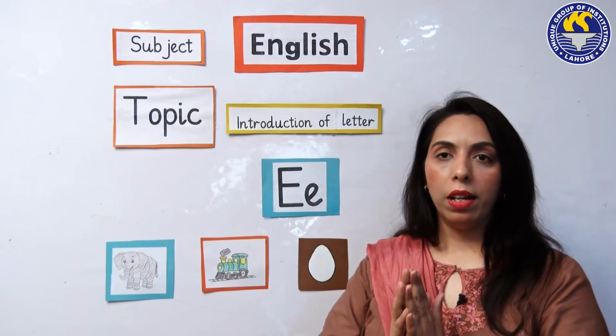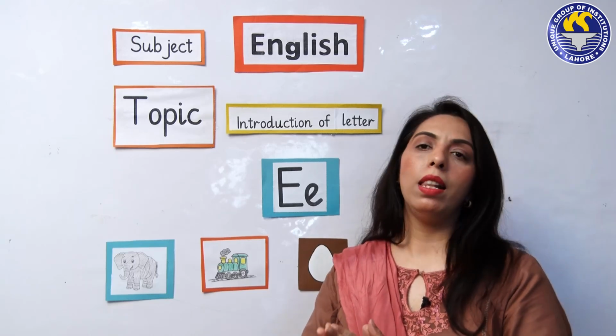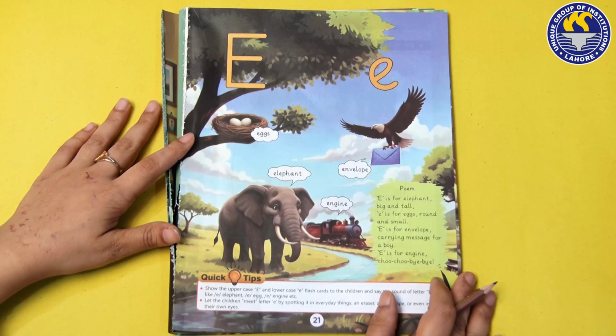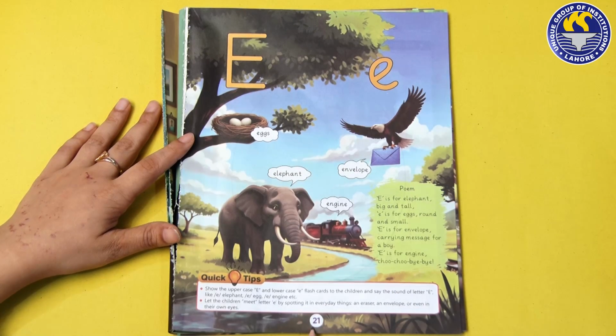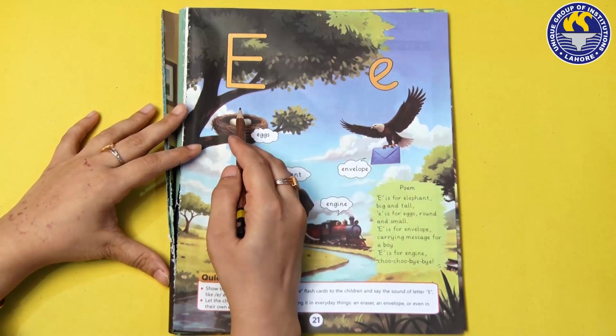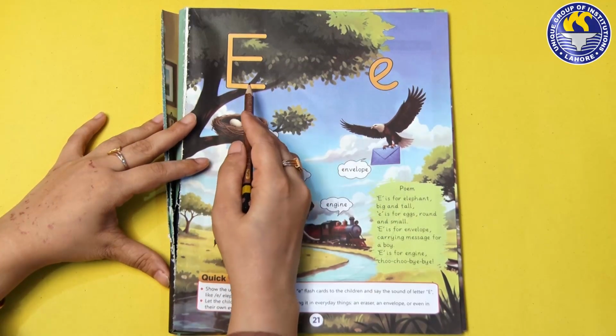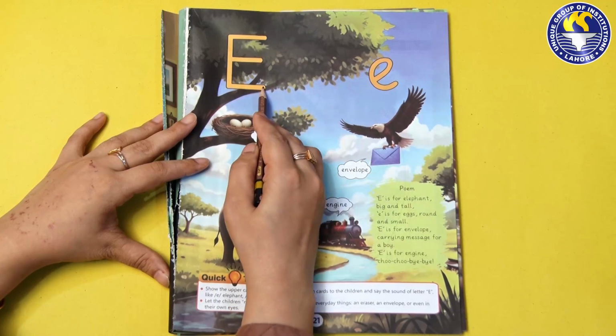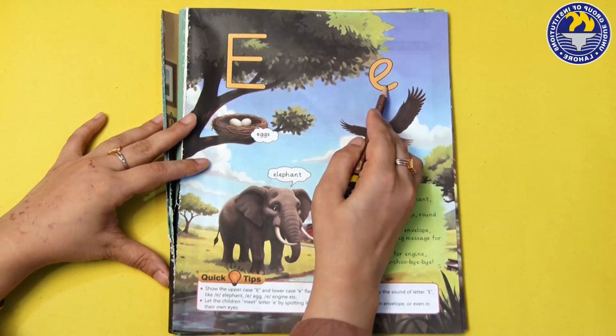Now, to learn more vocabulary from the book, let's move towards our books. Okay, students, open your English book to page number 21, and we are going to learn letter E. The sound of E is eh. This is capital E and this one is small e.